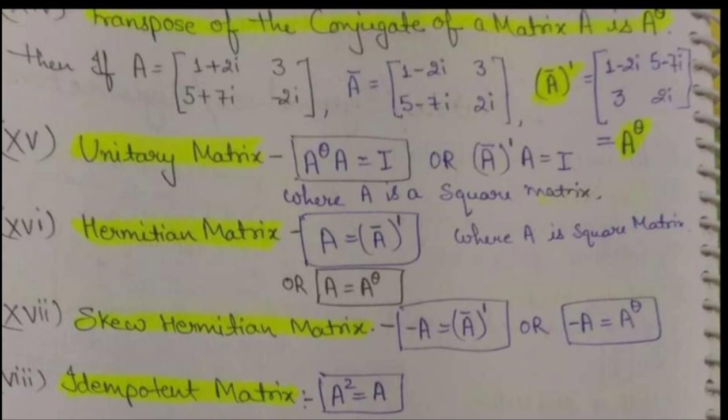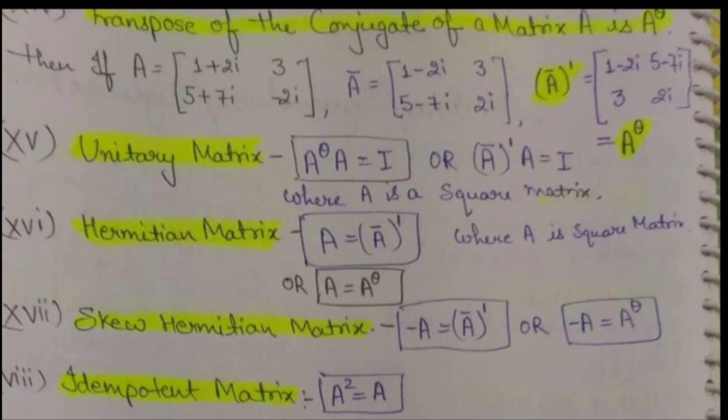Next thing, what type of matrix is known as a unitary matrix? So guys, if we have a matrix A such that the product of that matrix with A to the power theta, where theta here represents that we have taken the transpose of the conjugate of the matrix, as we discussed in the above point, gives the identity matrix, that means that matrix is a unitary matrix.